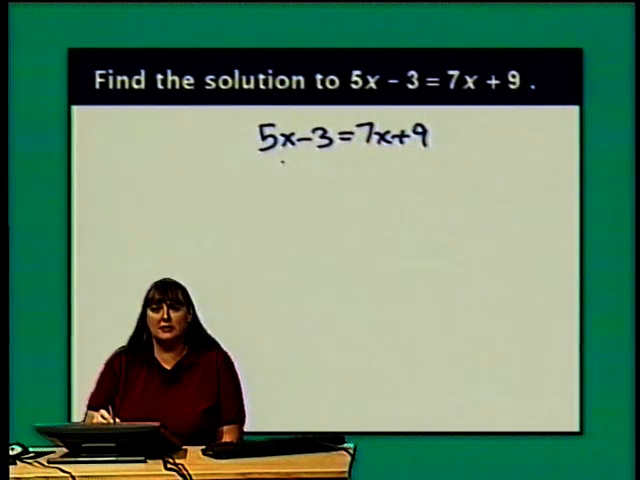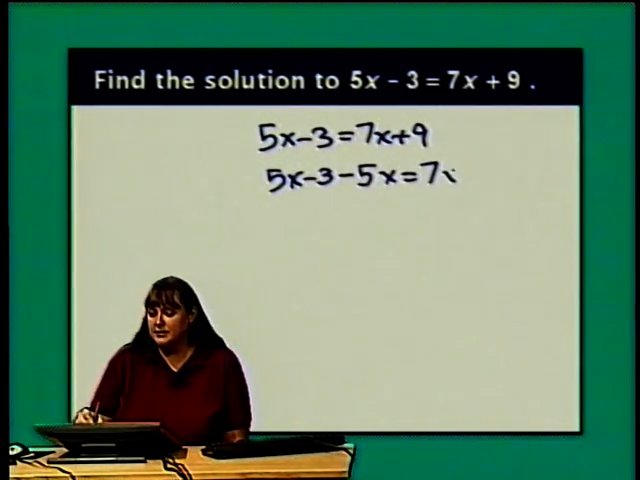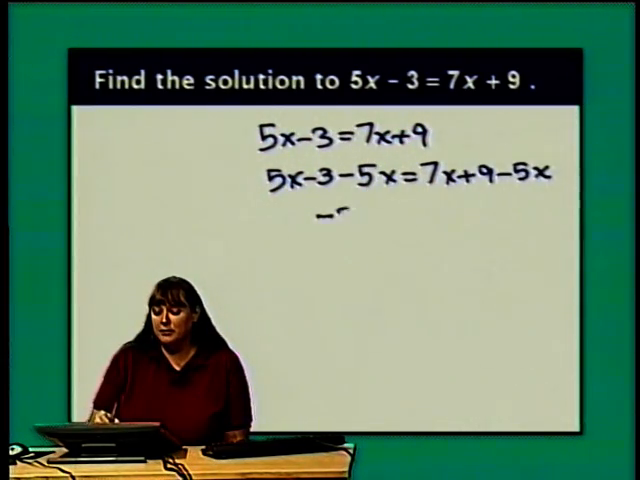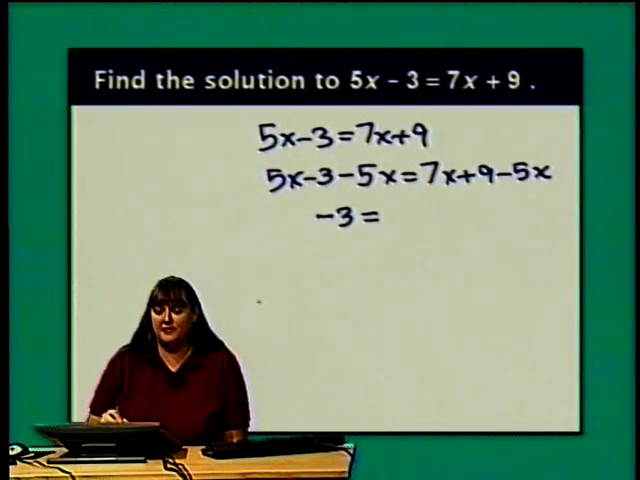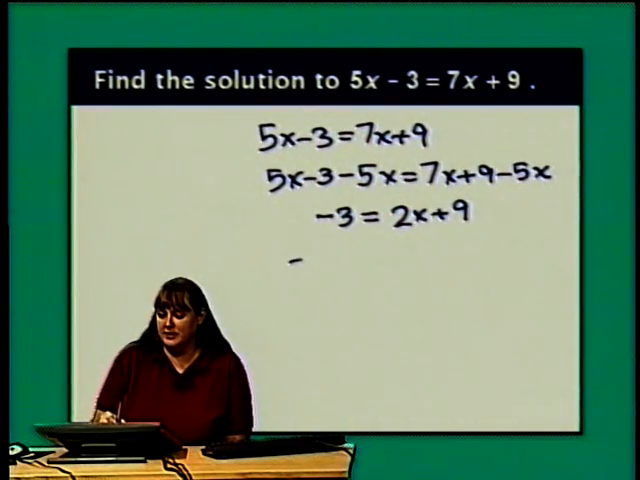To do that, I would need to subtract 5x from both sides of the equation. So 5x minus 3 minus 5x equals 7x plus 9 minus 5x. So I'm left with negative 3 on the left-hand side of the equal sign. 7x minus 5x is 2x, so I have 2x plus 9 on the right-hand side of the equal sign. Now I want to move my constants to the left-hand side of the equation. I can do that by subtracting 9 from both sides of the equation.